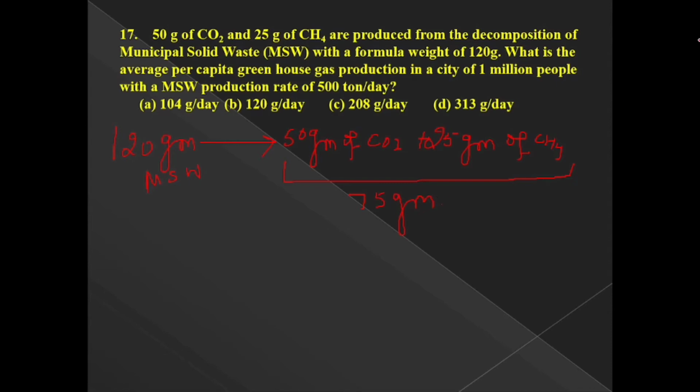So what is the average per capita greenhouse gas production in a city of 1 million people at the rate of 500 ton per day? So 500 ton per day produces greenhouse gas. The rate is 75 gram in 120 gram. So the rate is 550 tons per day. So total greenhouse gases is equal to 312.5 tons per day.